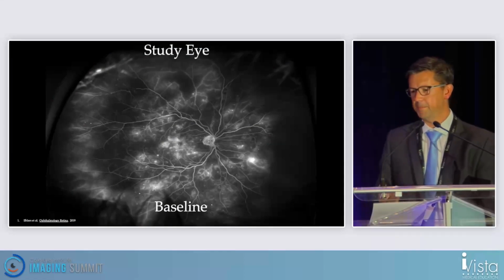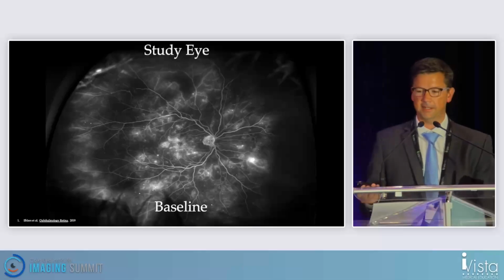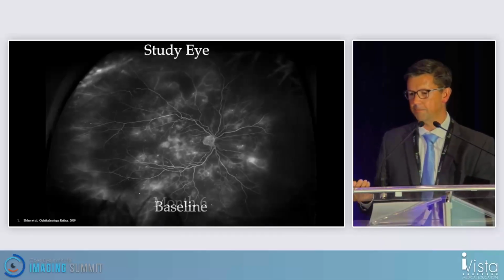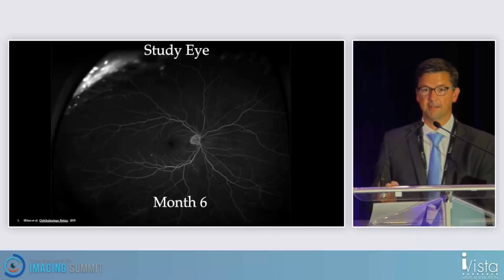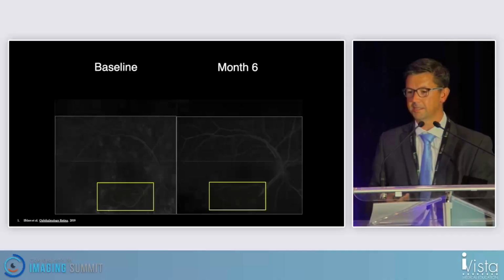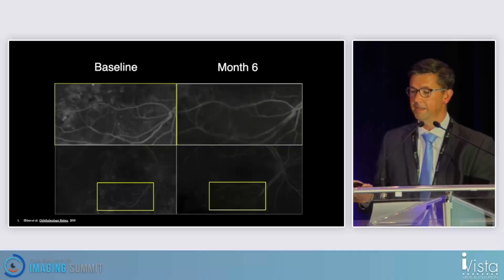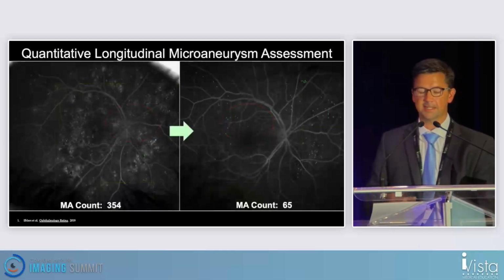This is an eye at baseline. This is one of our first ISTs to look at whether we could actually do this from a quantitative standpoint. This is at baseline. This is at month 6. And you'd love to say, wow, that didn't just get a lot better. You'd like to be able to quantify that. And in fact, when we looked at this, you could see that the microaneurysms were improving, something that wasn't really well established before. But now you could actually look at this and say this patient went from 354 at baseline to 65 after treatment.